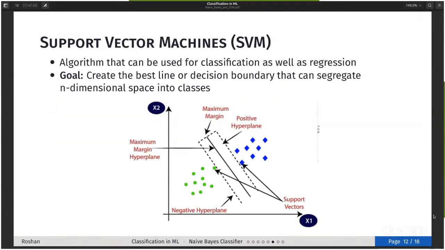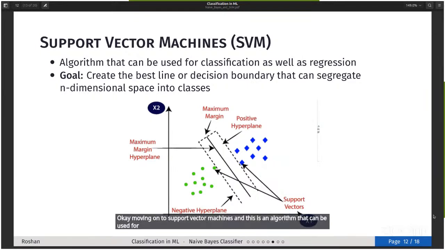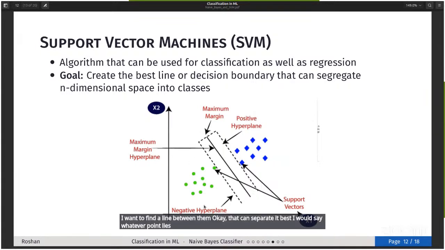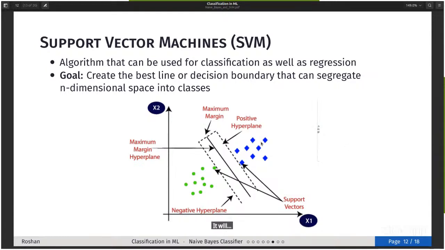Okay, moving on to support vector machines. This is an algorithm that can be used for both classification as well as regression. Let's say you have two different classes, the green points and the blue squares. I want to find a line between them that can separate them best. I would say whatever point lies to the left of this line, I'll classify it as green. Whatever lies to the right, the blue squares, will probably be classified as blue.